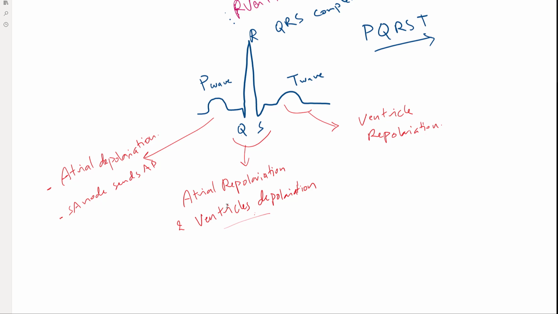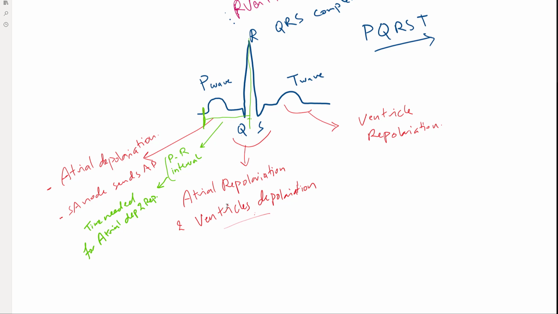Now, we have additional details that we can add about this. We have the area from the P wave to the middle of the R complex. This is called the PR interval. What does it mean? This is the time needed for atrial depolarization and repolarization. So by the R, the atria are repolarized and completely relaxed.